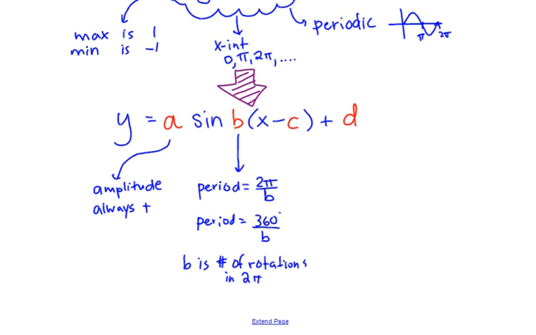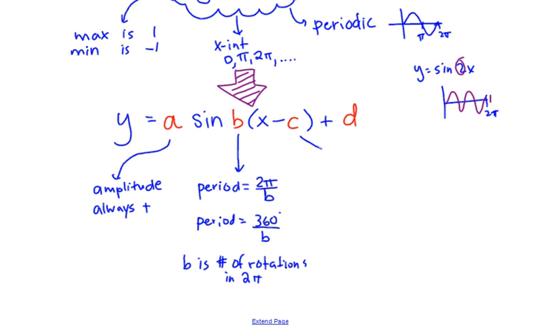So for example, if I had the graph y equals sine 2x, how many full rotations will we have in 2 pi? If our b value is 2, that means we have 2 full rotations in 2 pi. So 1, 2. That's what that means. That's what I meant by rotation. So looking at this, the period would be pi, right? 2 pi divided by 2 gives you a period of pi.